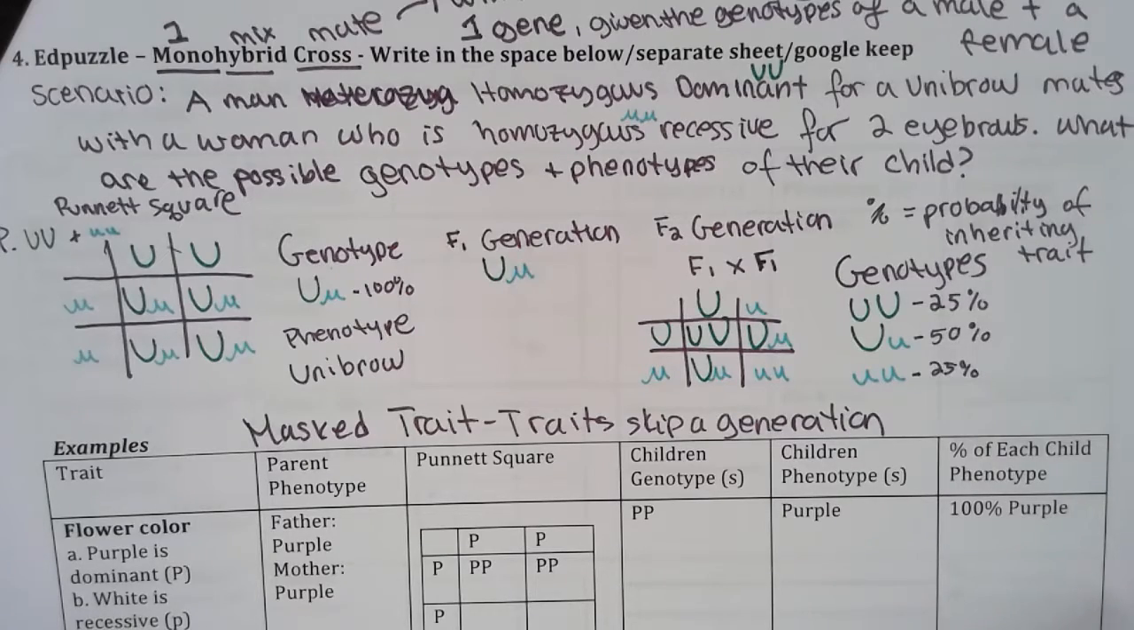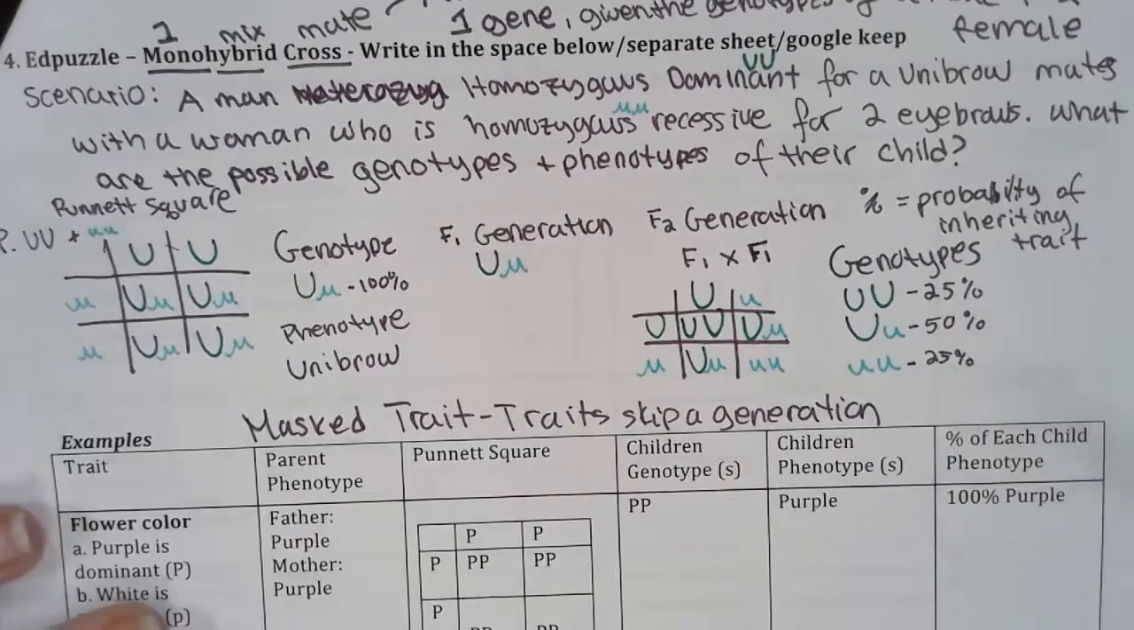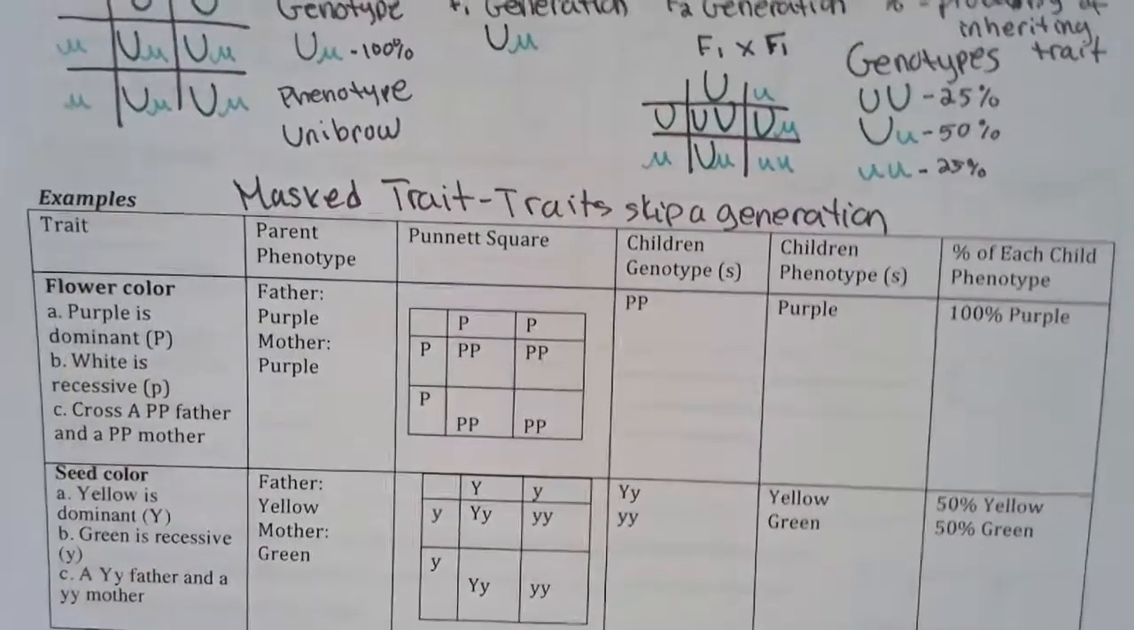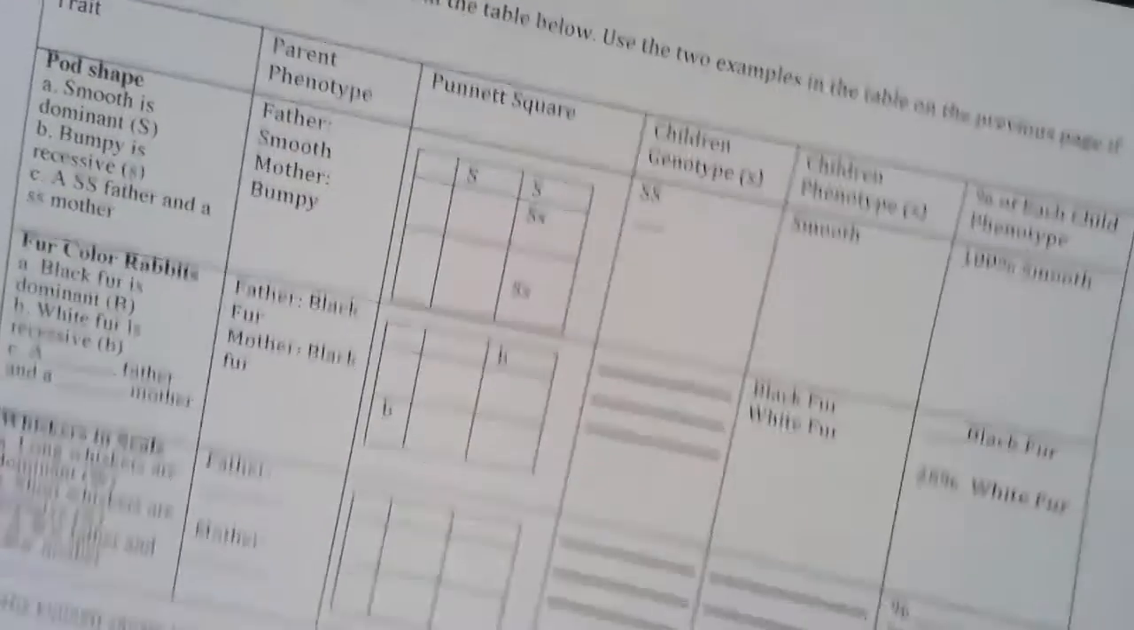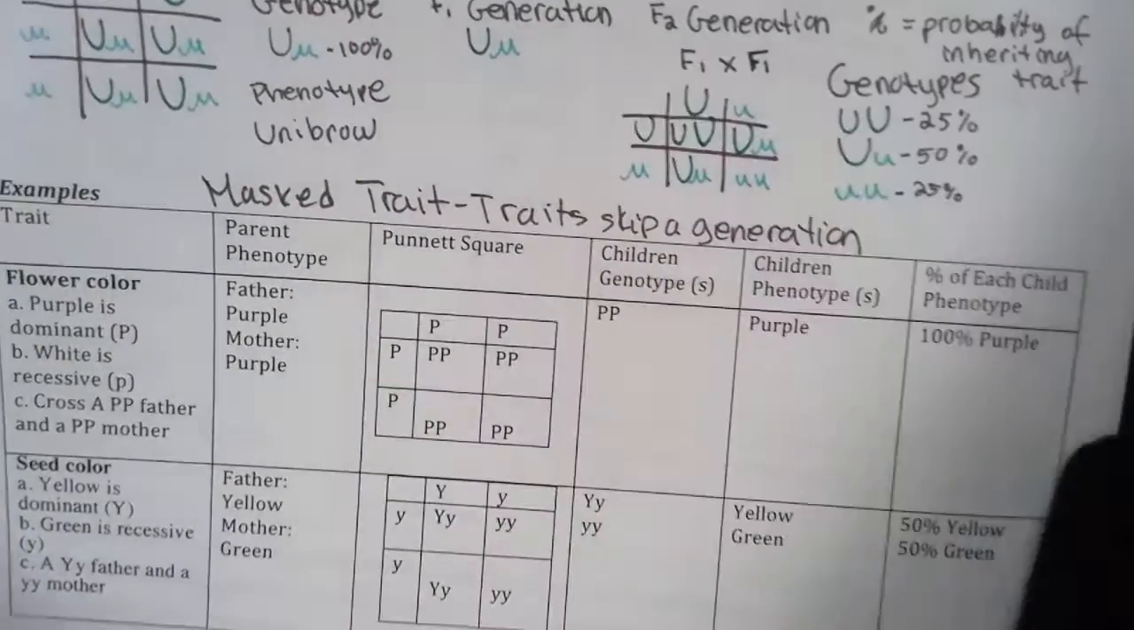But that was your lesson on monohybrid crosses, which you are going to do. Here were some examples provided, but you are going to answer the questions that are on the worksheet that start here, and then continue on depending on which packet that you have. But get started and have fun.